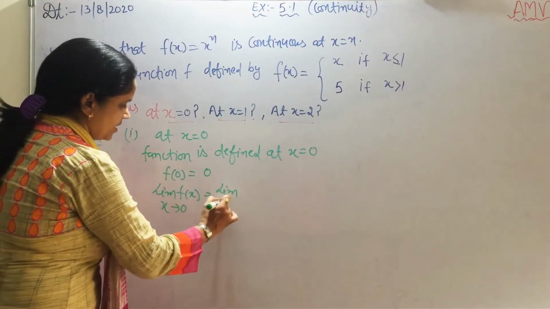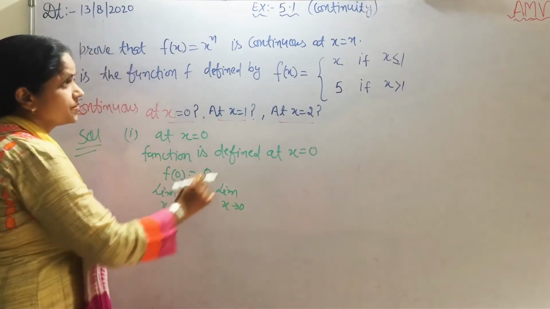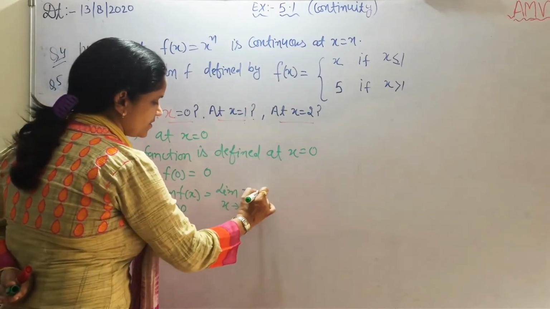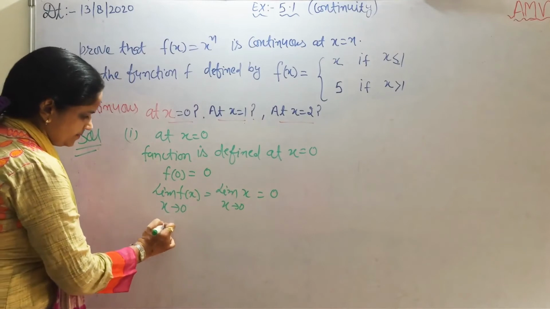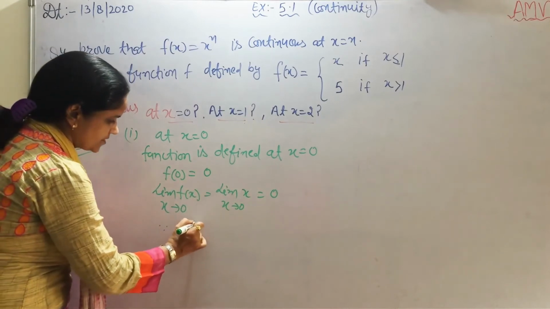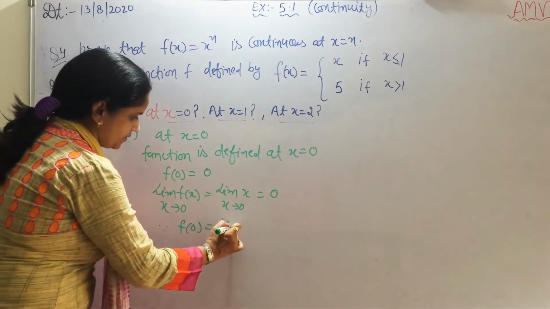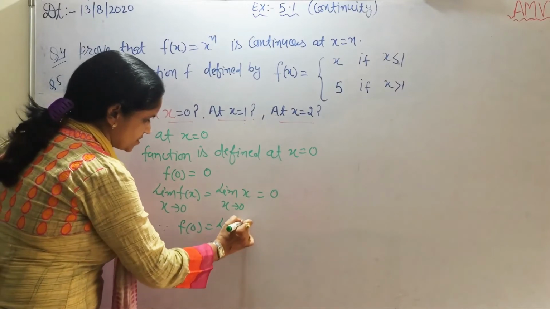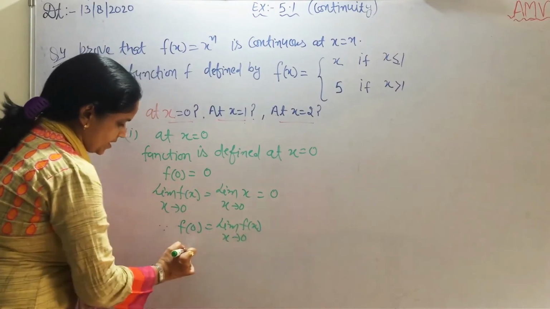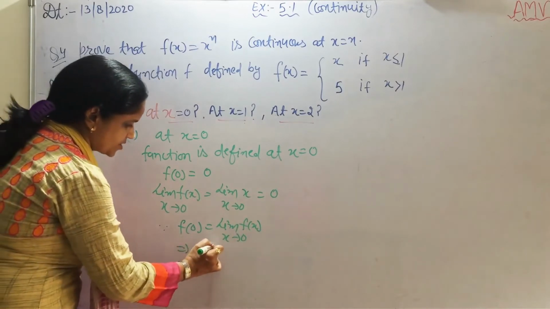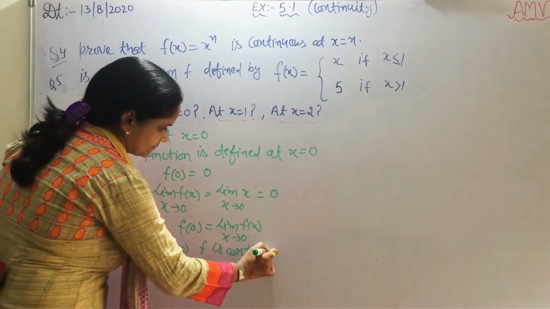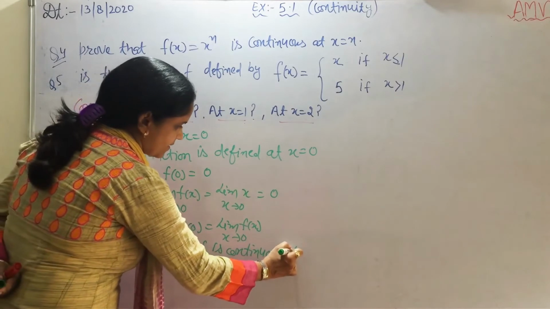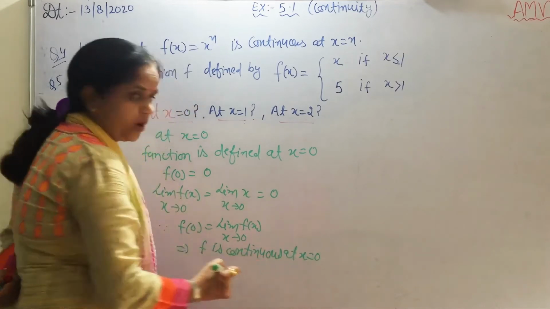Here the limit as x tends to 0, the function is x, so it is also 0. Now see here, f(0) is equal to the limit as x tends to 0 of f(x). Therefore the function is continuous at x is equal to 0.